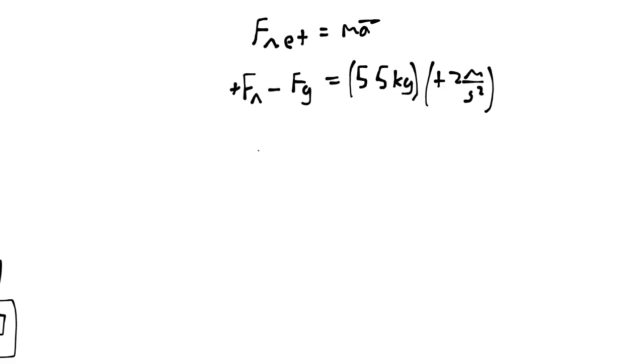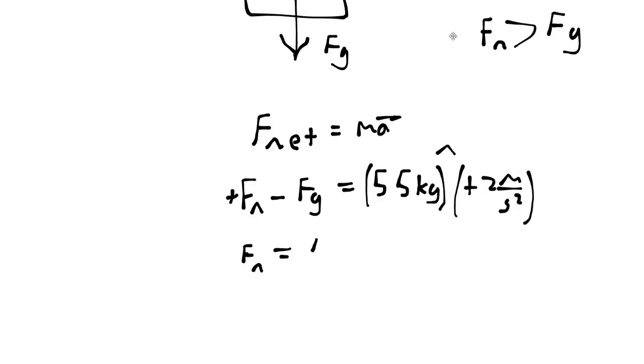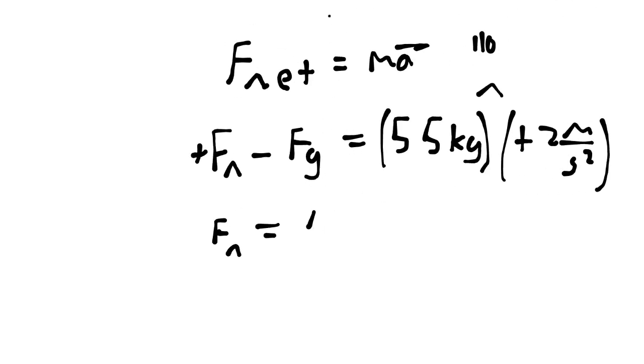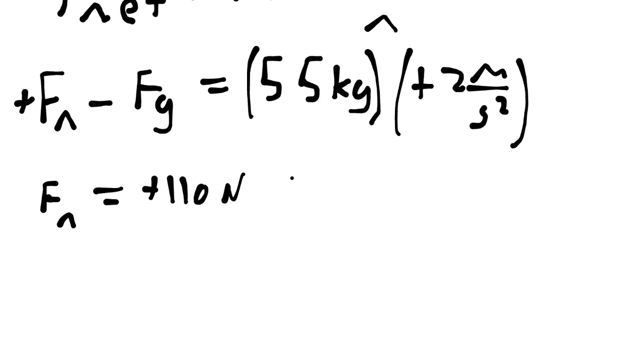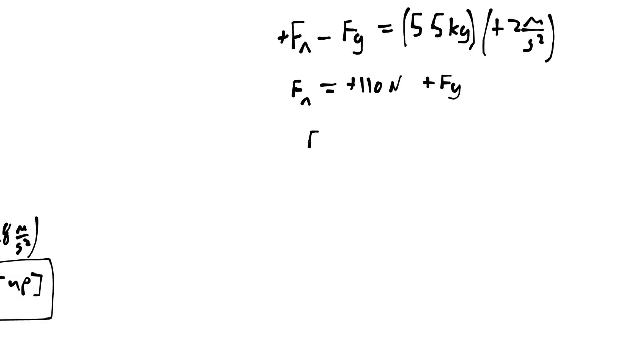So what we're going to do here, let's simplify this a little more. So force of normal, and then I'm going to move the force of gravity to the other side. This is equal to 110 newtons, right? So I'll set this to positive 110 newtons. And then force of gravity is moved onto the other side, so now it's positive. And then force of gravity is going to be the same thing it was last time, so I'll just fill it in, equals positive 110 newtons.